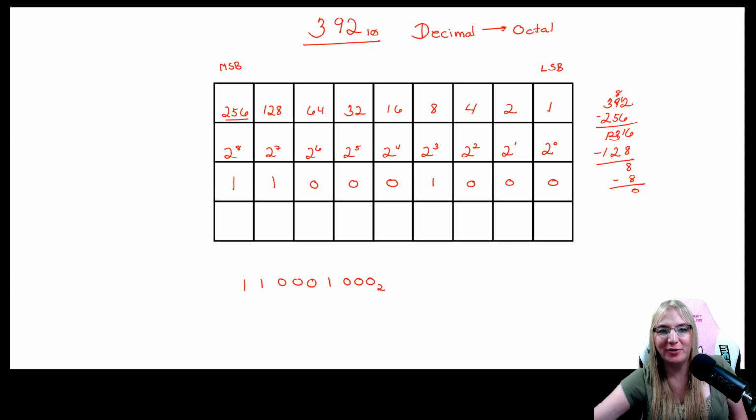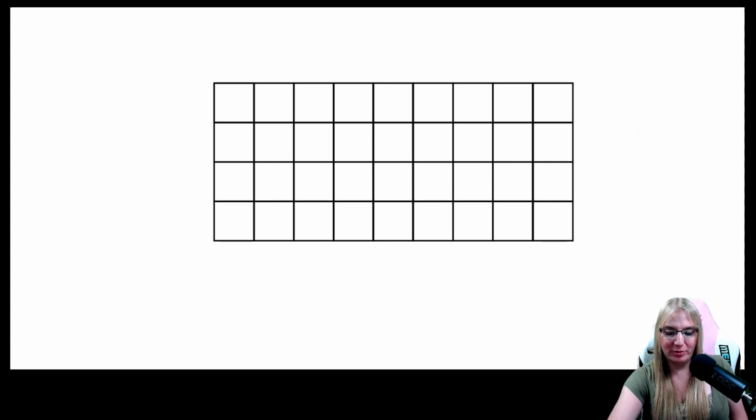Sometimes technical difficulty. All right, so we got 1 1 0 0 1 0 0. So I'm gonna write that in here. So we're gonna say we got.